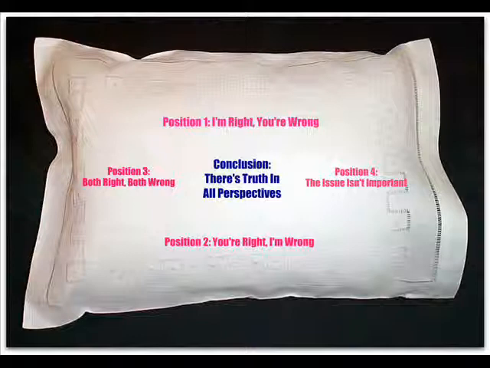The pillow method consists of 4 positions. Position 1, I'm right, you're wrong. Position 2, you're right, I'm wrong. Position 3, we're both right or we're both wrong. And position 4, the issue isn't as important as it seems. It all comes with the conclusion that there's truth in all perspectives.